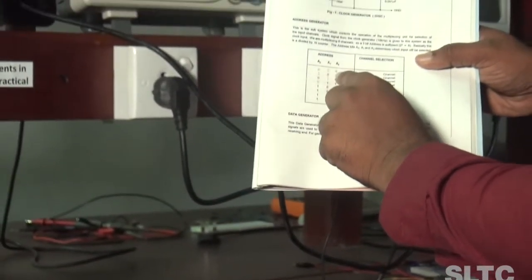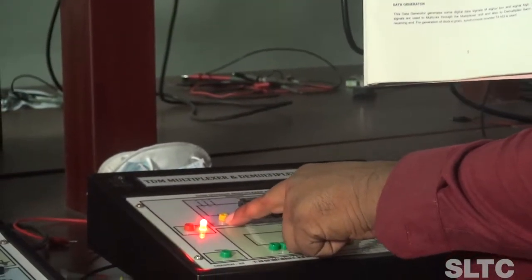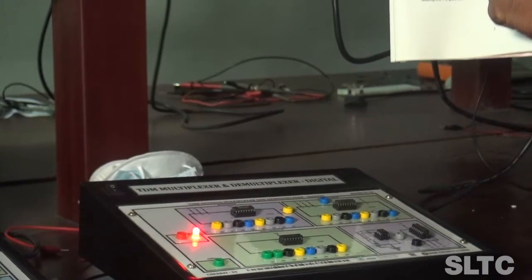So when the address bits have the value 0 0 0, the multiplexer will read port 0, D0.